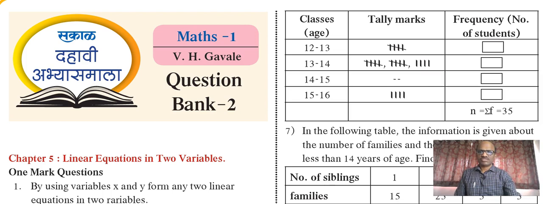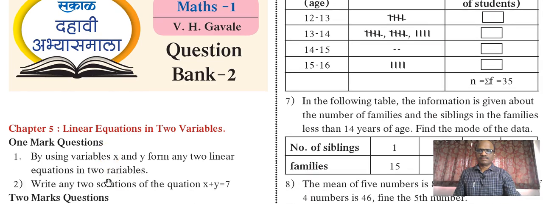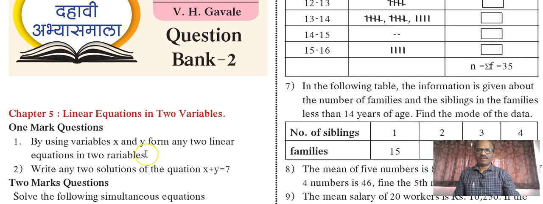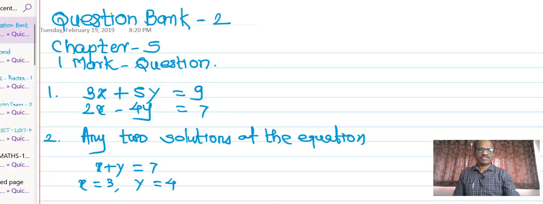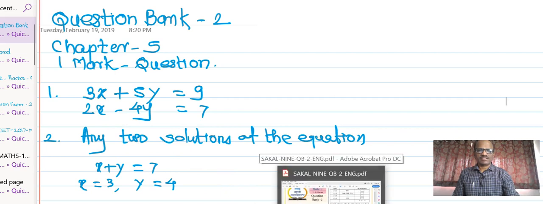Now the chapter number 5, linear equation in two variables. Now the 1 marks questions. By using the variables x and y, form any two linear equations in two variables. That's the very simple question. That is, form the linear equation. That is 3x plus 5y is equal to 9, 2x minus 4y is equal to 7.